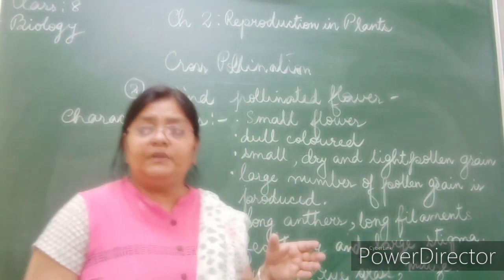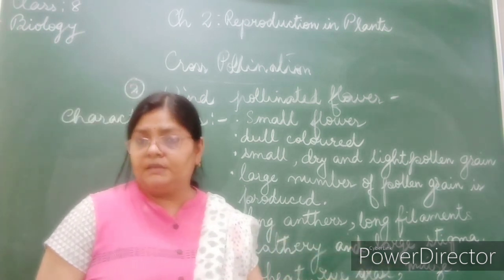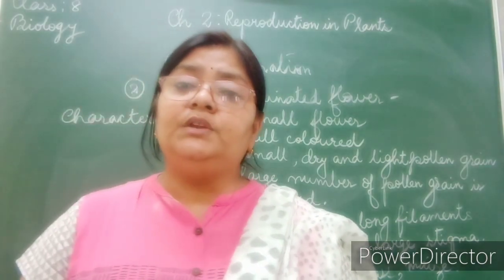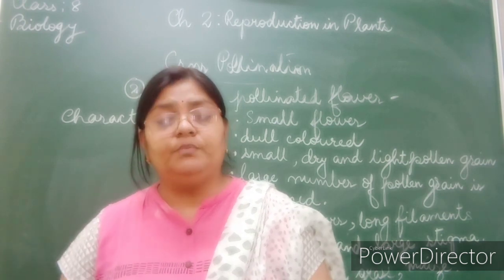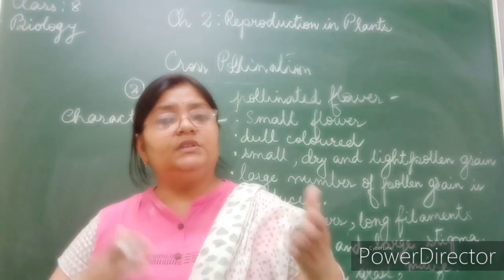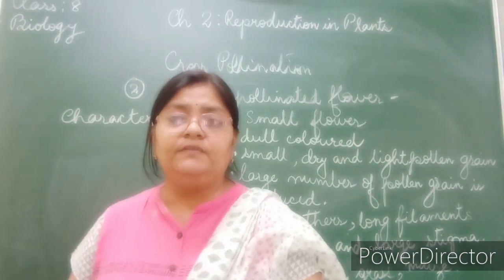The examples of wind pollinated flowers are wheat, ryegrass, maize, rice. So now if you need to differentiate between insect pollinated flowers, wind pollinated flowers or water pollinated flowers, you just have to jot down these characteristics as a comparative chart.